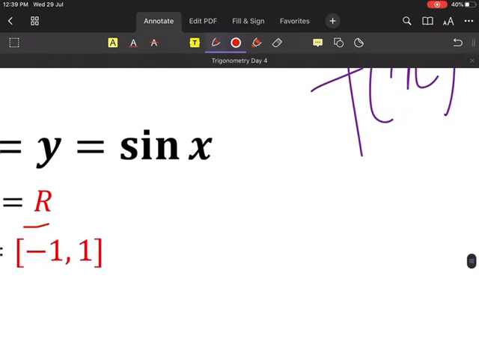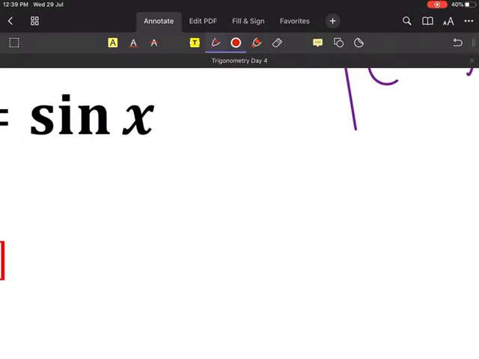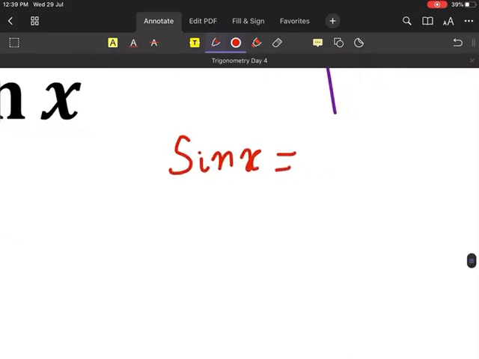Now this is a very, very important portion. Please listen carefully. This concept, please understand. Why the range is from -1 to 1. I will tell you guys why it is from -1 to 1. Now you tell me one thing. Sin x is what, in terms of perpendicular and hypotenuse? Sin x is perpendicular by hypotenuse. Everybody agree with this one?